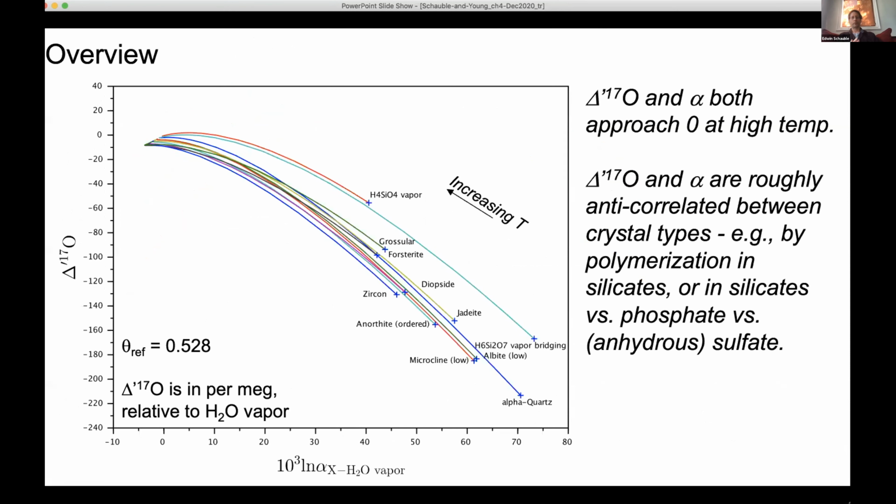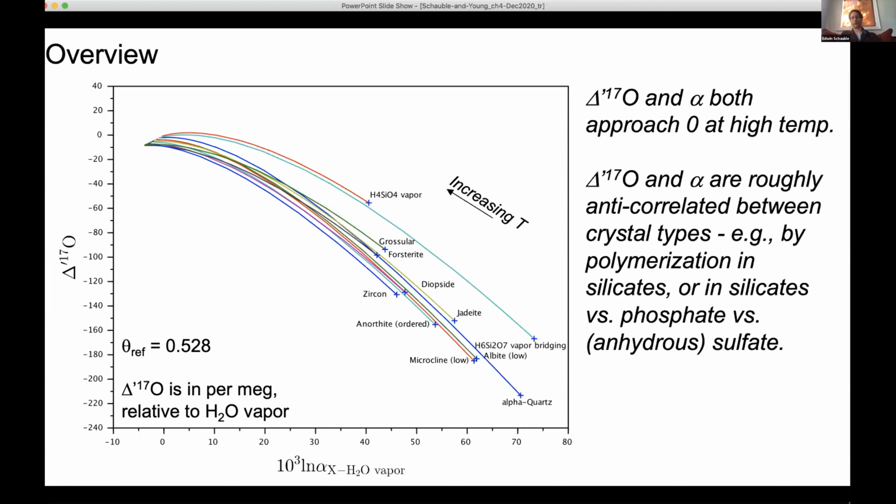Okay, so just a quick overview of some of the things we see. Here I'm showing a bunch of silicate species, mostly minerals, but a couple of molecules in there. And the axes here are cap delta O17 in per meg units, so divide by 1,000 if you're interested in per mil. So we're talking about a scale of order 1/10 of a per mil versus the fractionation factor between that species and water vapor. And this is all relative to water vapor, all with a reference slope of 0.528.